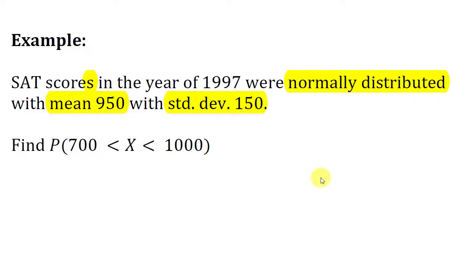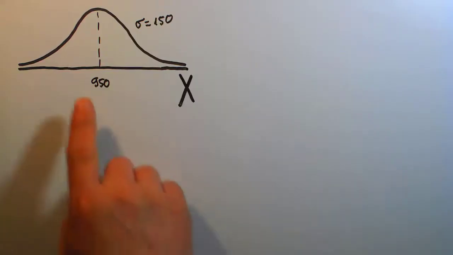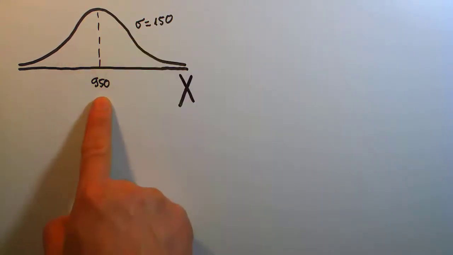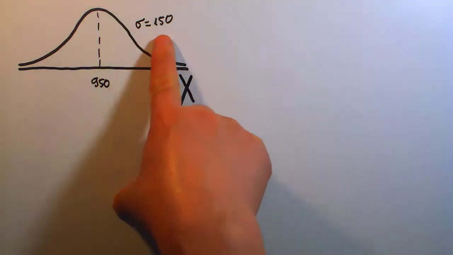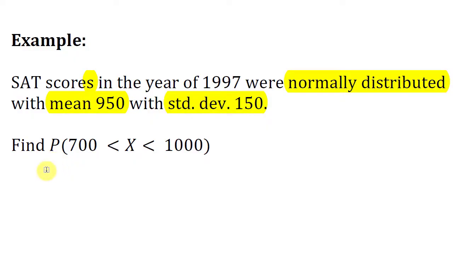The same data with the description as given here, and we already had an empty bell curve with mean right at the middle, 950, and standard deviation sigma equals 150. We are now asked to find the probability that on this general normal distribution our random variable x takes values greater than 700 and at the same time less than 1000. Or in other words, here we're looking at x being anywhere in the interval from 700 to 1000.